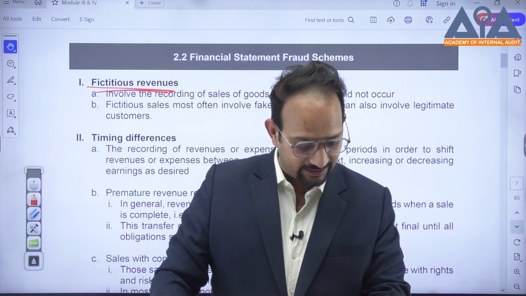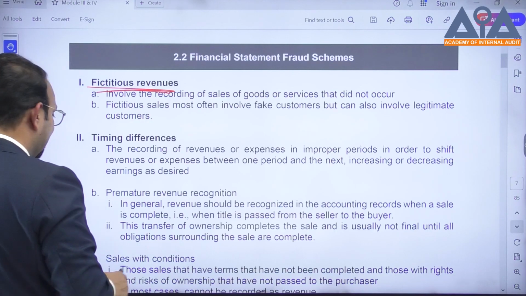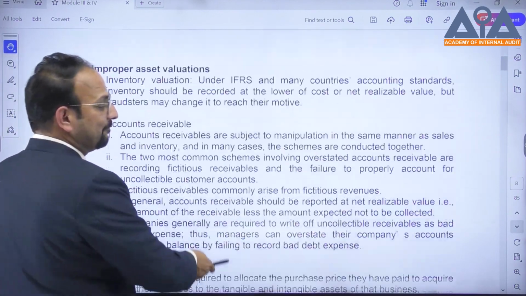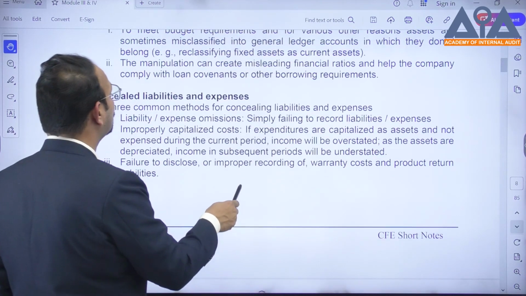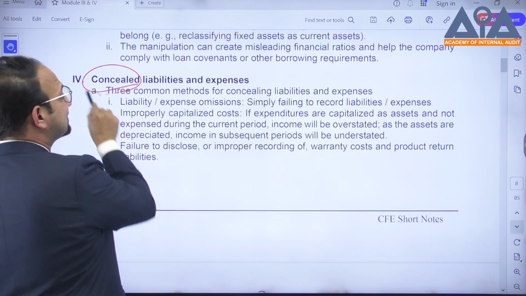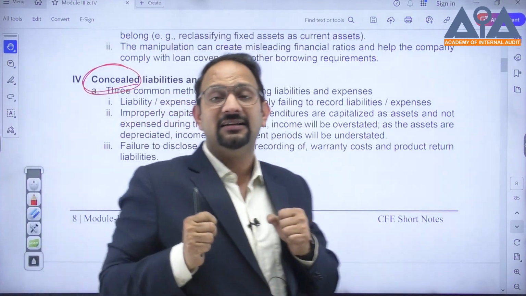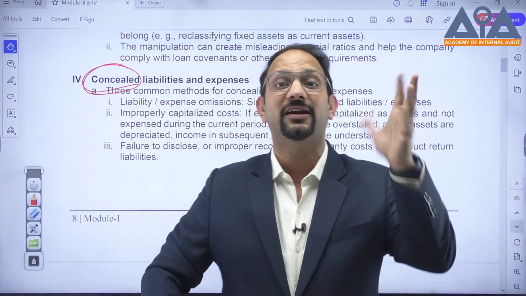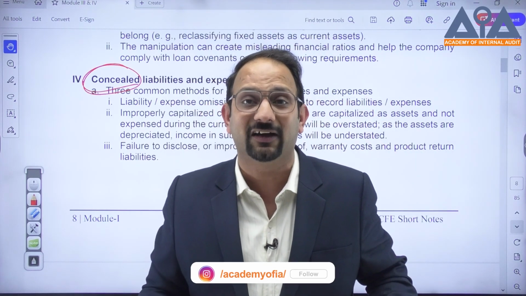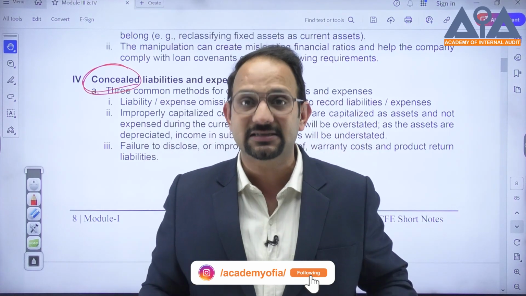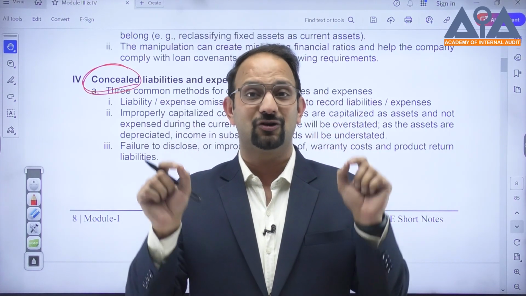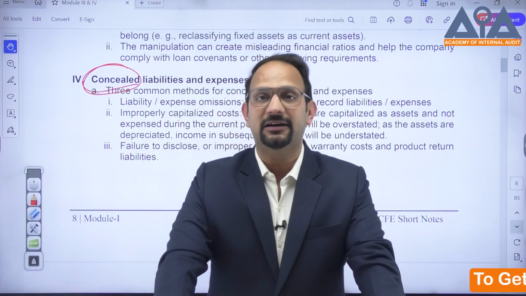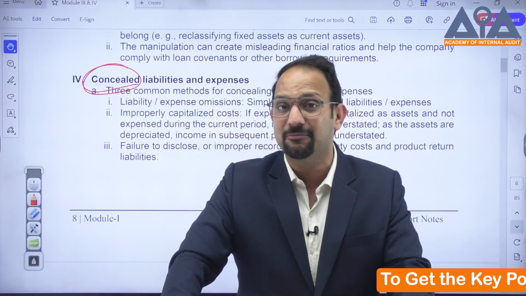Next important point here could be concealed liabilities. As I discussed, when they create the fictitious sales, they hide, conceal the liabilities and expenses. So many liabilities they will not be showing in the books of accounts, right? Or so many expenses they will not be showing in the books of accounts, to have a higher amount of profit, right? So there can be different methods of concealed liabilities and expenses.